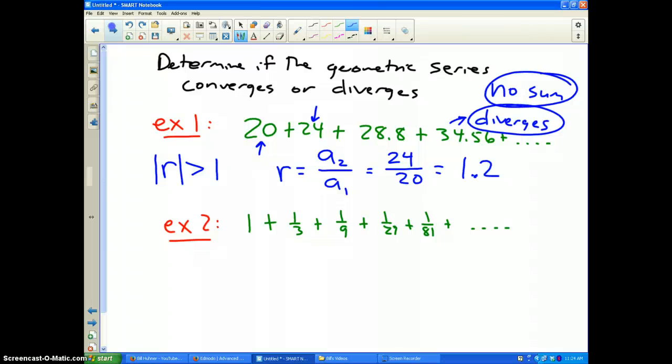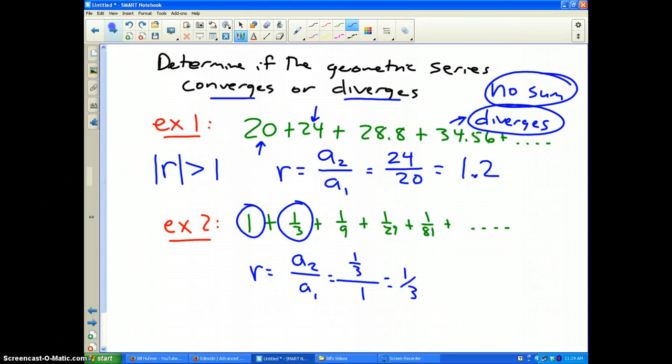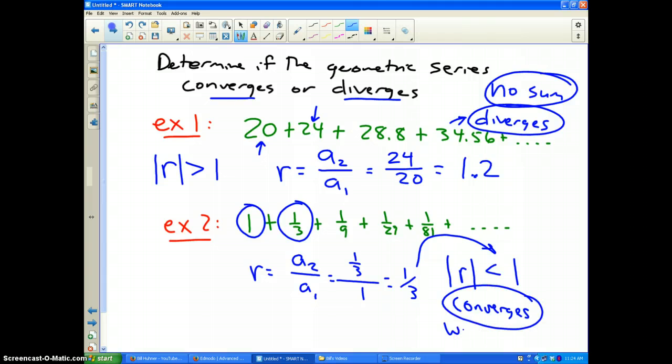Example 2. Does it converge or diverge? To find the r value, you take the second term and divide it by the first term. In this case, we get 1/3, which is the second term, divided by 1, which is the first term, and you get 1/3. Now the absolute value of r is less than 1, because 1/3 is obviously tinier than 1. So this series converges, and it will have a sum. That's how you determine convergence or divergence.